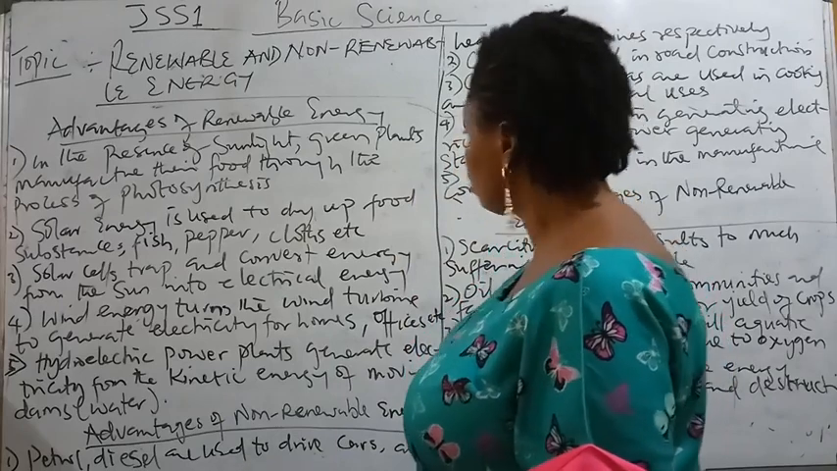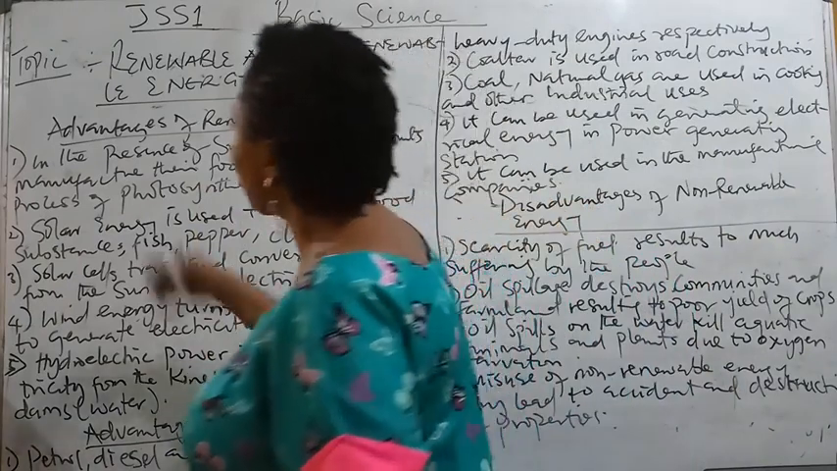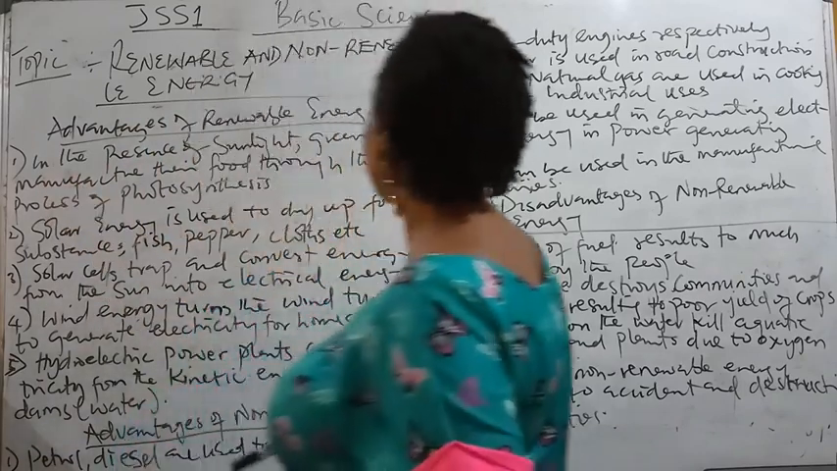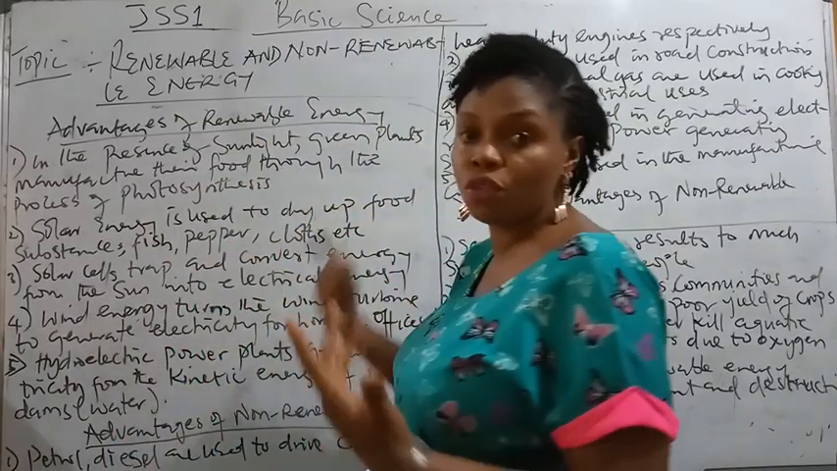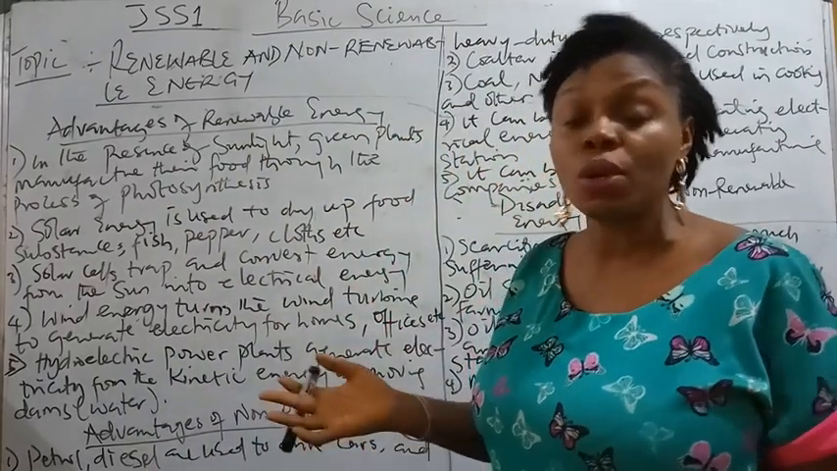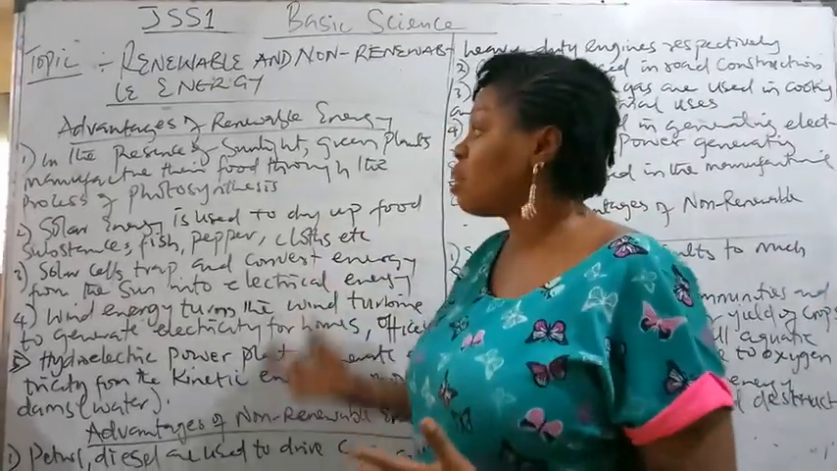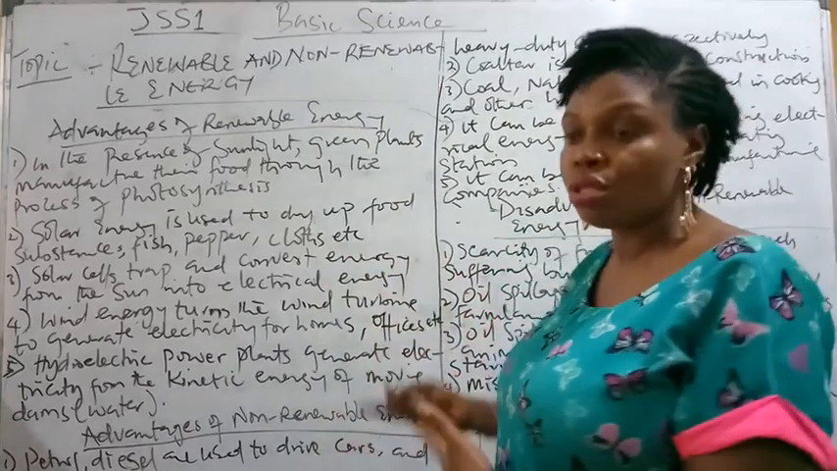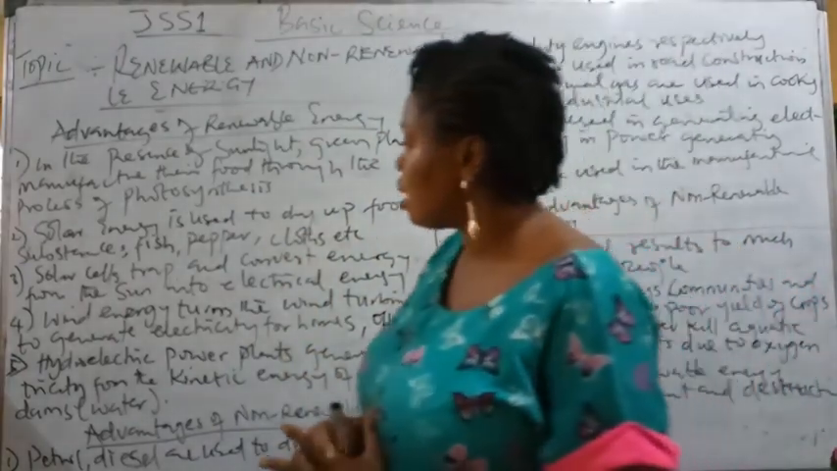Alright, just like I mentioned the examples of non-renewable energy, here are the advantages of renewable energy. One, in the presence of sunlight, green plants manufacture their food through the process of photosynthesis. We all know how green plants manufacture their own food. If there is no sunlight, there will be no food for man to eat, which is produced by the plant. So the plants use the light to produce their food. The same light is what we use in our solar energy, solar batteries.